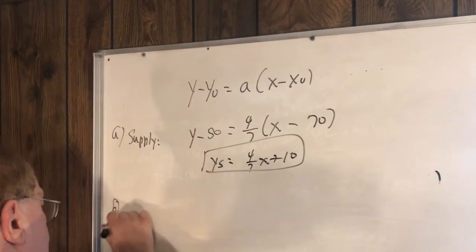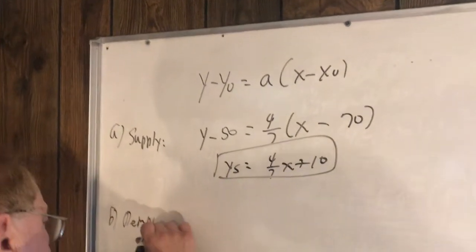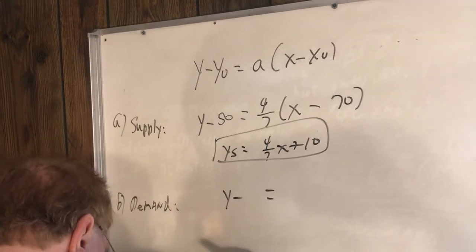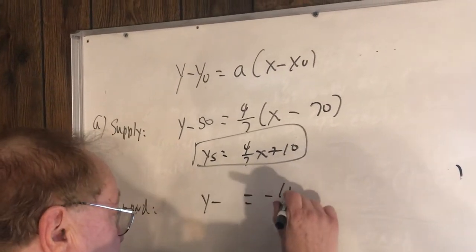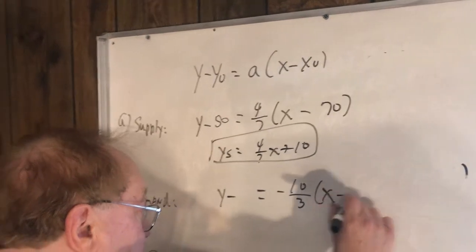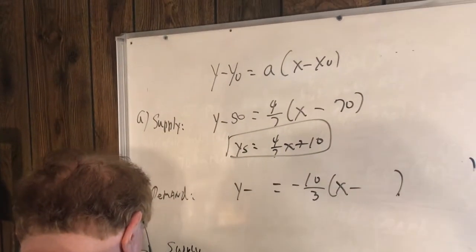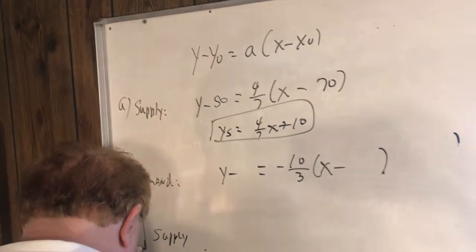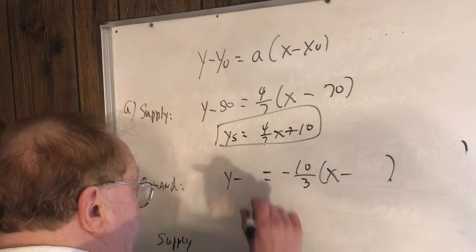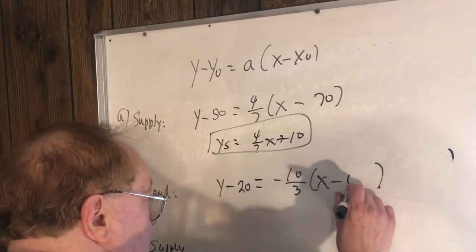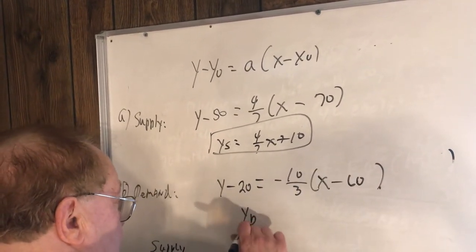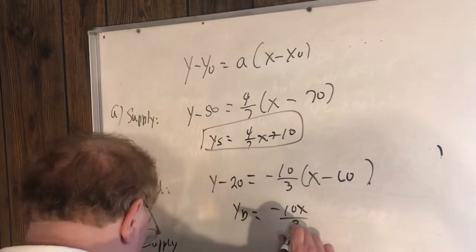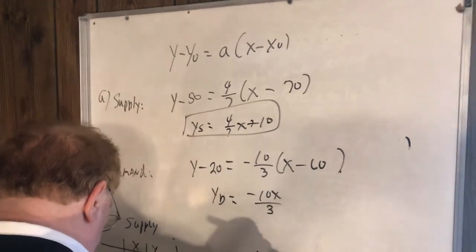Now your demand: y minus y0 equals the slope times x minus x0. What point did I pick here? What I picked here was 20 and 60. When you solve this out, your demand is y equals minus 10x over 3 plus 200.